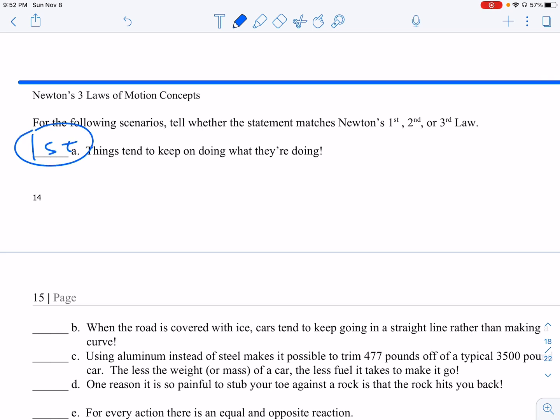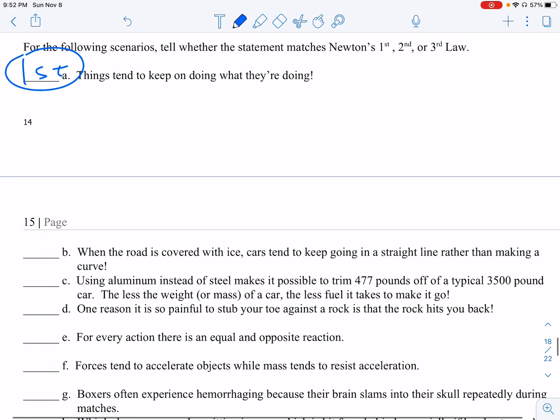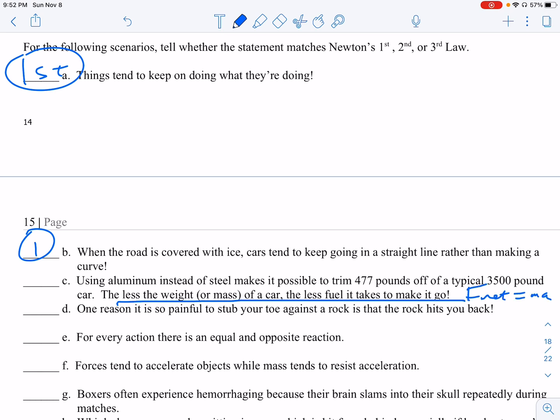When the road is covered with ice, cars tend to keep on going in a straight line rather than making the curve. Okay, object in motion remains in motion with constant velocity unless acted upon by an outside force. If you don't have friction keeping you around in a circle, you're going to keep on going in a straight line. So that's also the first law. Using aluminum instead of steel makes it possible to trim fuel costs. The less the weight of the car, the less fuel it takes to make it go. F net equals ma. If your mass is smaller, it takes less of a net force to give you the same acceleration. That's the second law.